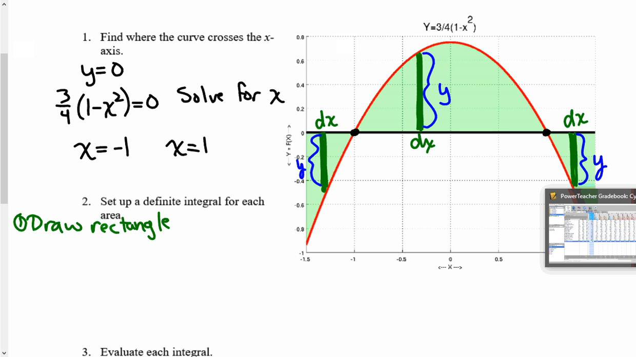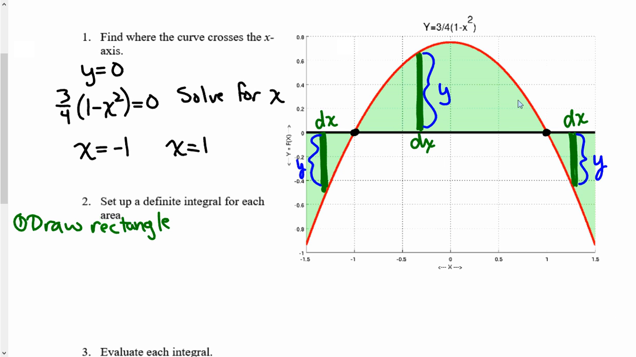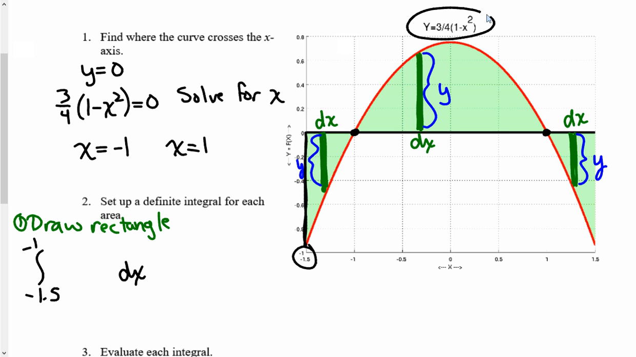So now that I've drawn my rectangles, the next thing I need to do is write down my setups. So for my first setup, my definite integral is going to be from negative 1.5, and that's my starting point. You can see that this axis starts at negative 1.5, and I go to negative 1, and then I'm going to have the y value times my dx, and my y function is 3/4 times (1 minus x squared).